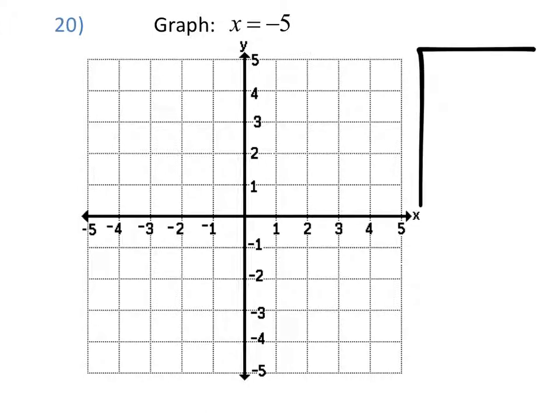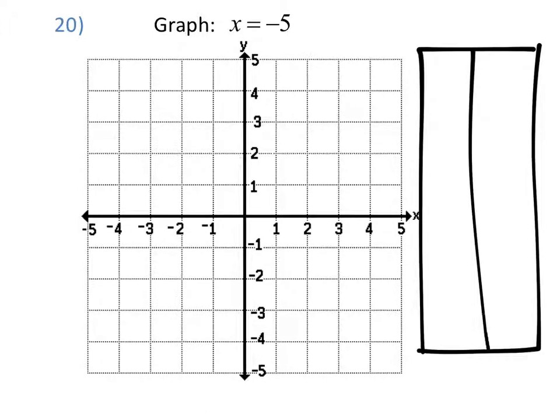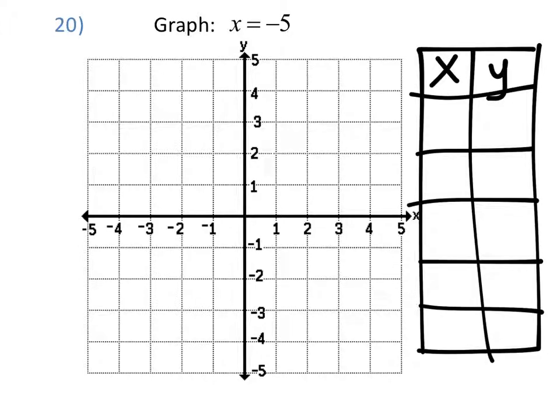Same idea, but now it tells us what x is instead of y. So when we make our table, we need to choose values of y because x is fixed, and we could start with the x if we wanted to. We can just make x -5 all the way through, and then we can choose values of y. And we could have done this on the last one. It really is up to you.